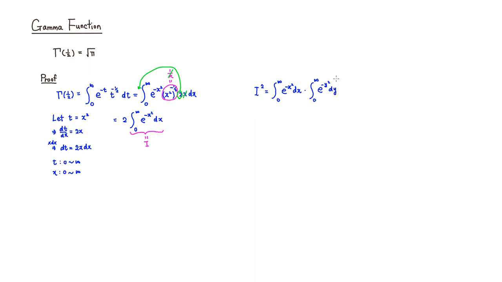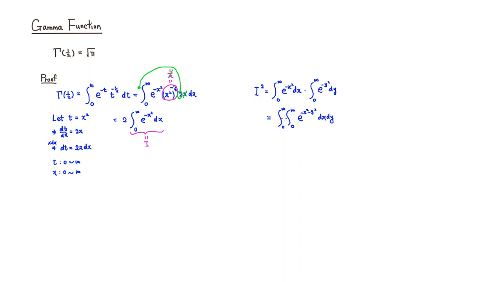Alright, so x and y are independent of each other. We can put them together as a double integral from 0 to infinity and 0 to infinity. Then you can put them together, so you have e to the negative x squared minus y squared dx dy, right? Then I'm going to use polar coordinates to rewrite this integral.